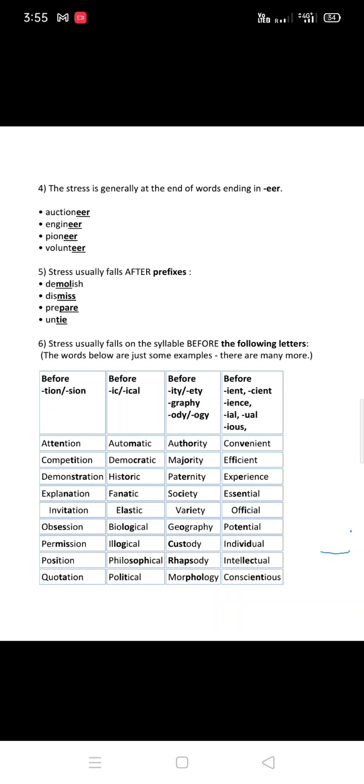Now before ity or graphy, like authority, majority, society, geography, morphology. Before ient, like convenient, efficient, before ient, essential, before cial, potential, individual, intellectual. So in this way you have to give stress.